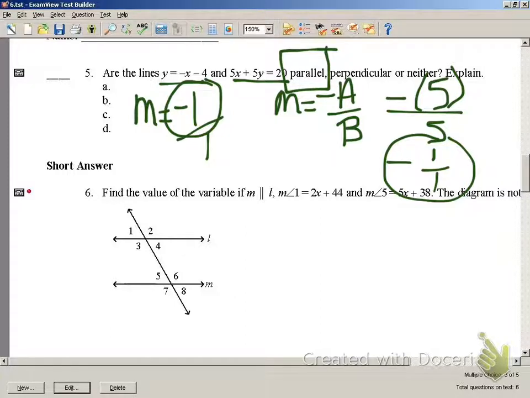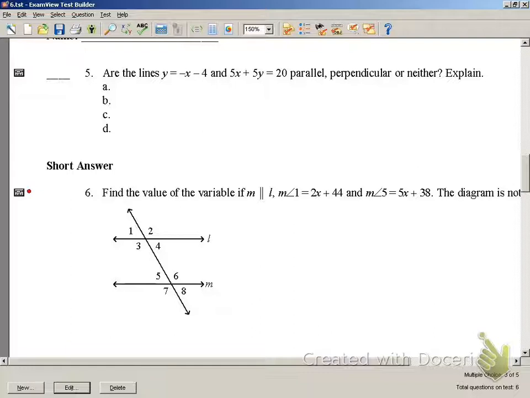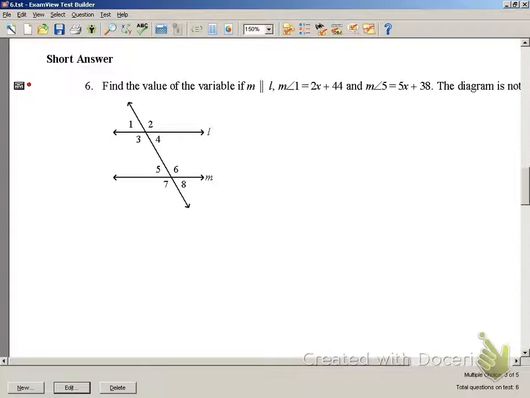Let's look at number 6. Number 6 says to find the value of the variable. If M is parallel to L, measure of angle 1 equals 2x plus 44, and the measure of angle 5 equals 5x plus 38. The diagram is not to scale. So we're told in our directions that M is parallel to L. They're parallel to each other. And we're told a value for angle 1, which is right here. And we're told a value for angle 5, which is right here.